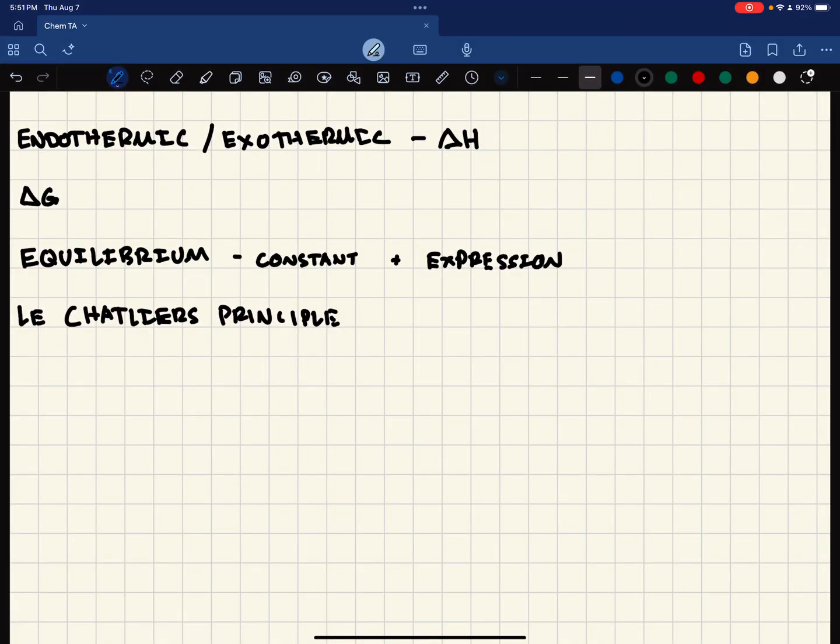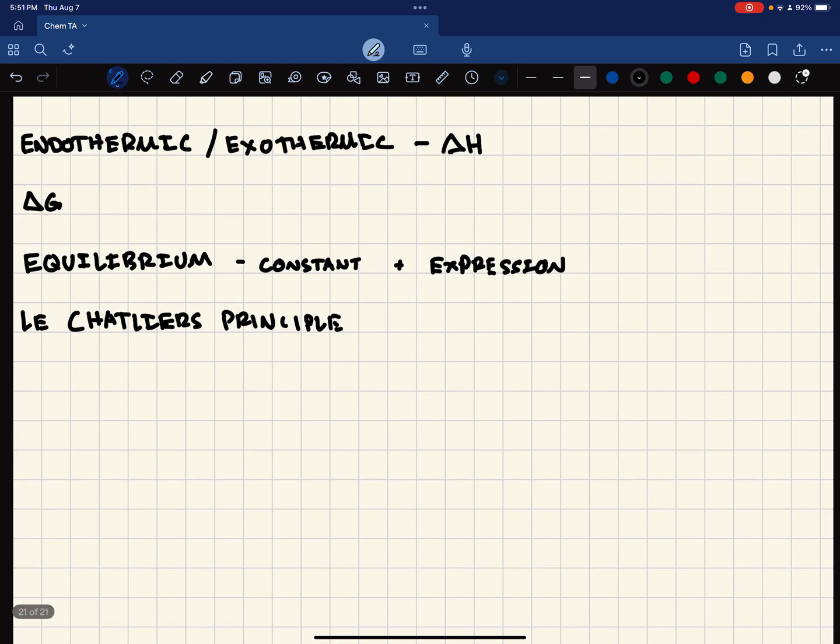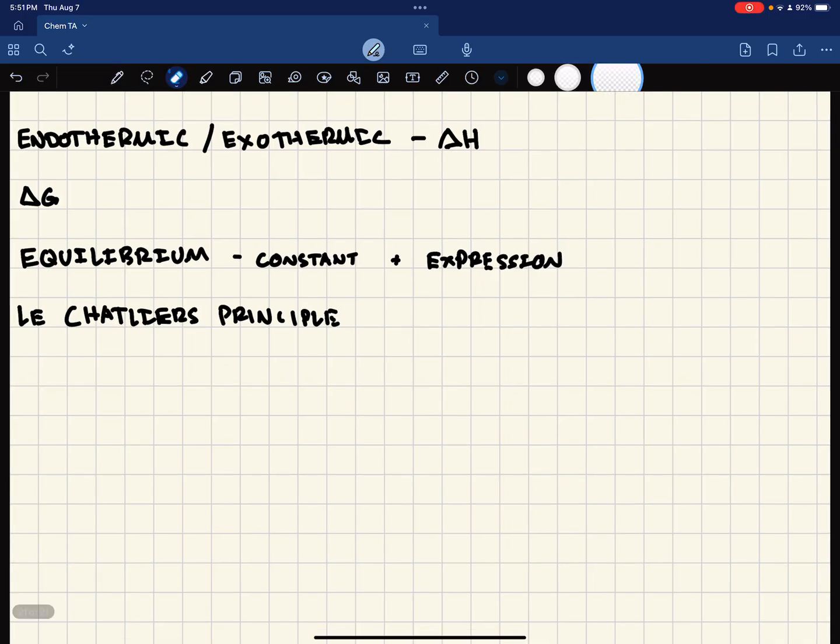Hey guys, so today I'm going to review and talk about just the really important parts from lesson 5.1. This is talking about endothermic and exothermic reactions, so like change in delta H or the change in heat energy in reactions. Our delta G, Gibbs free energy. Equilibrium, what that means, and equilibrium constants, equilibrium expressions, and then Le Chatelier's principle and how that has to do with equilibrium. I'm not going over every single thing in the lesson. I'm just hitting what I feel like are the most important points for you to focus on for this week. So let's get into it.